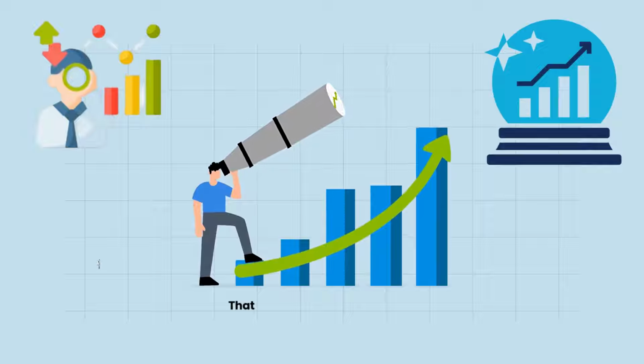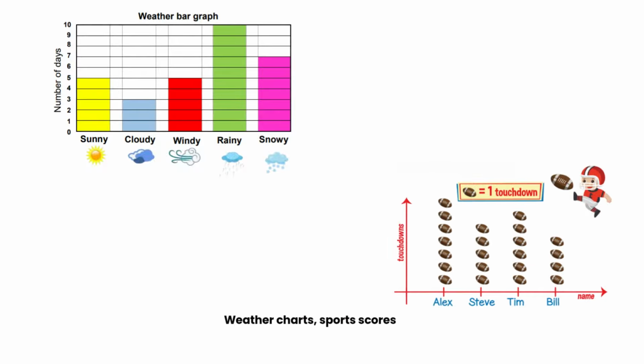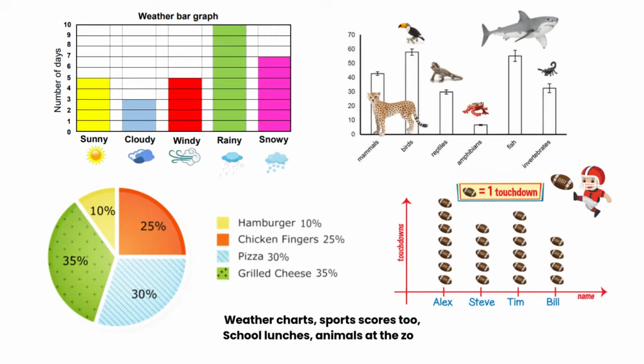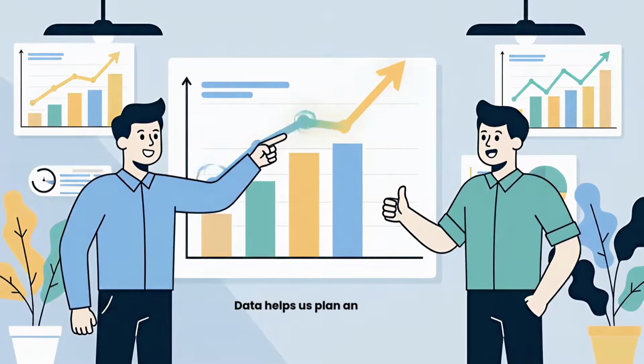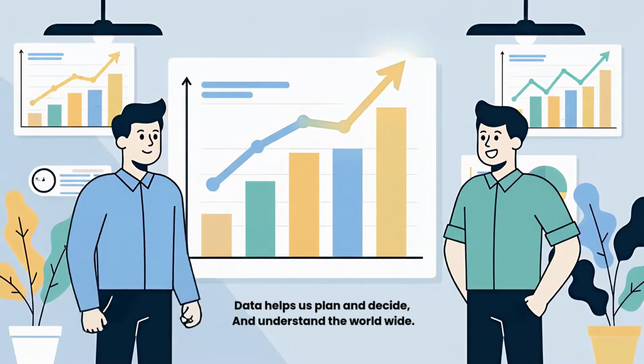The guess is called a prediction based on data, not just fiction. Weather charts, sports scores too, school lunches, animals at the zoo. Data helps us plan and decide, and understand the world wide.